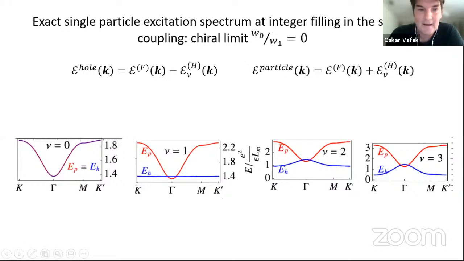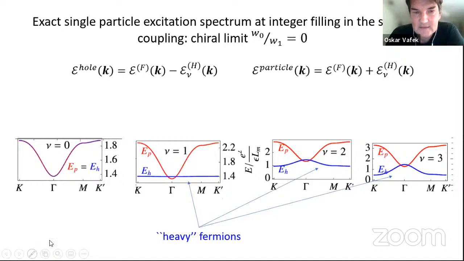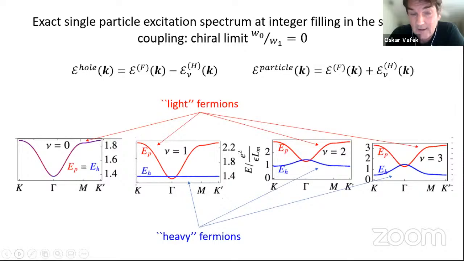Okay. And so you see that at positive integer filling, adding a hole leads to heavy fermions because the mass here is large. On the other hand, if we try to add a particle at positive integer fillings, they go into this highly dispersive minima, and these are our light fermions. So the sawtooth cascade transitions can actually be understood by trying to interpolate between these limits.